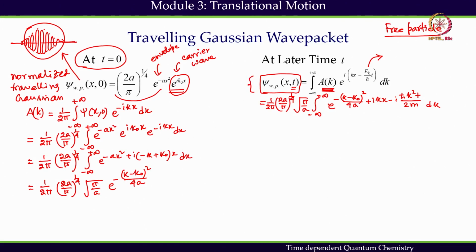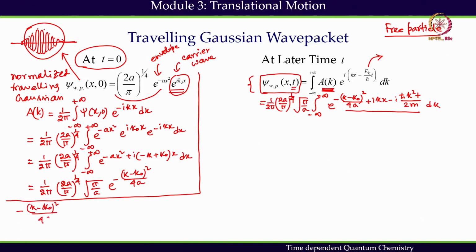Now if we look at this expression, the exponentiation, this can be reduced very easily. We can reduce it in the following way. I have minus (k minus k naught) whole square divided by 4a plus ikx minus i h cut k square t divided by 2m. That's the exponentiation I have. What I'll do, I will just rearrange this one a bit.